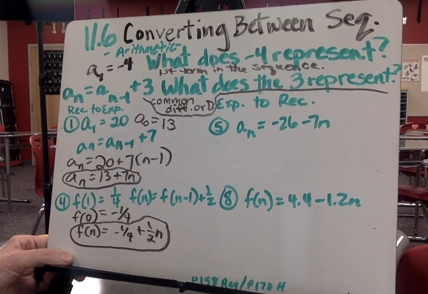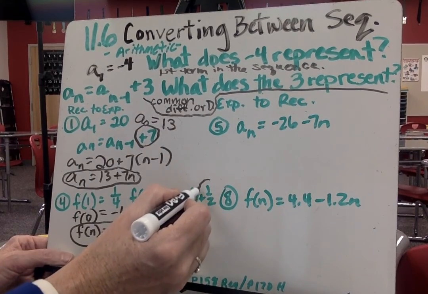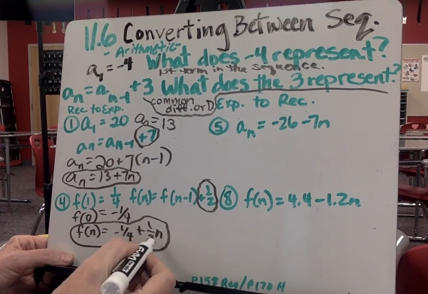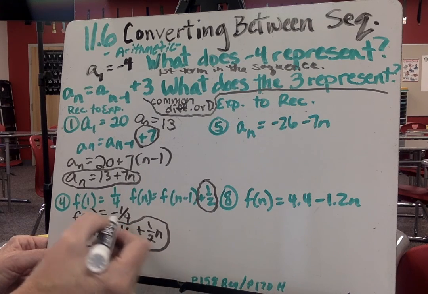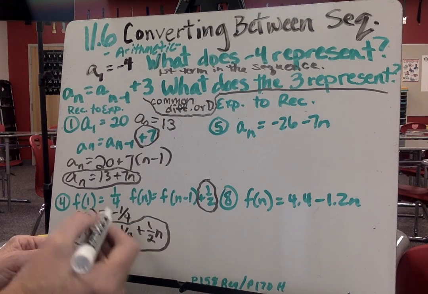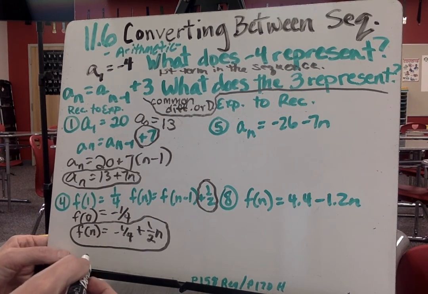Okay, so again, this number that's added here and the number that's added here will be what goes with the n, because it is our common difference. And then this f sub 0 goes here, a sub 0 goes there. And that's how you do that.